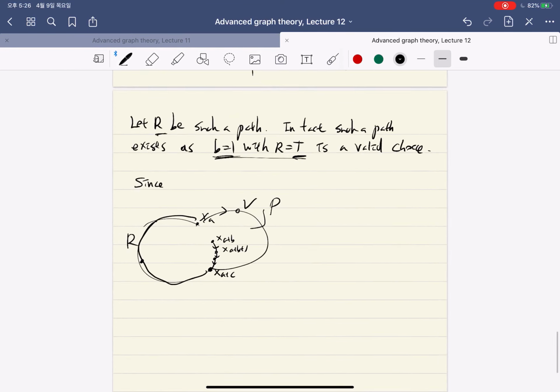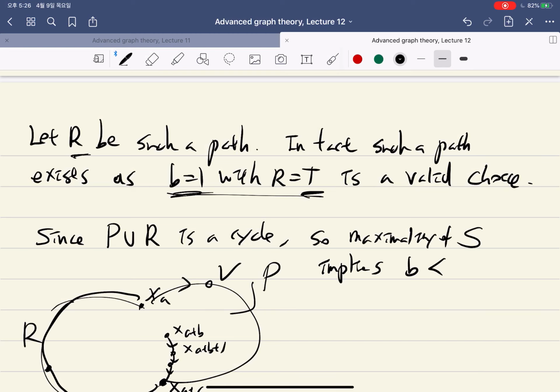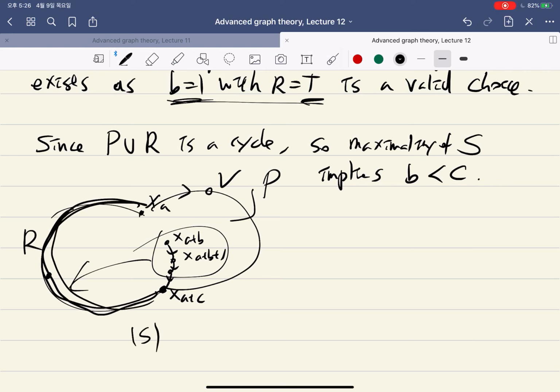Then P union R is a cycle, so maximality of S implies that P is strictly smaller than C. Because if all of them are already included, then this R already has length the size of S. And then you add certain paths more, and you get a longer one.